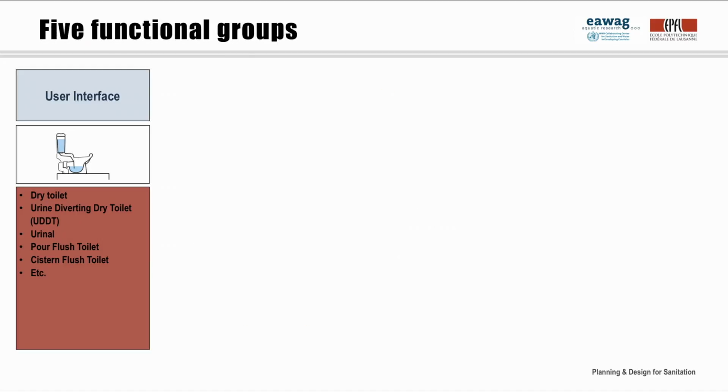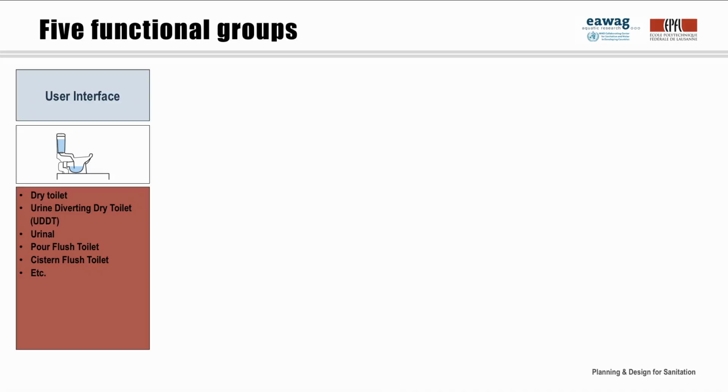The first of the 5 functional groups that we will discuss is called the user interface. In this and subsequent lectures, we will always use the same color for each of the functional groups. The user interface in our lectures will always be red. The user interface, just as in our computer example, is how you physically interact with the system. It is where the products enter the system, so basically, the toilet.